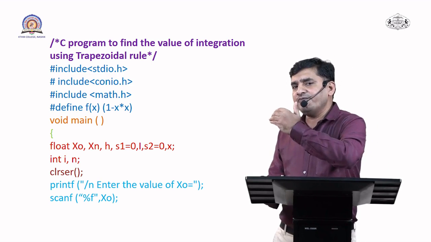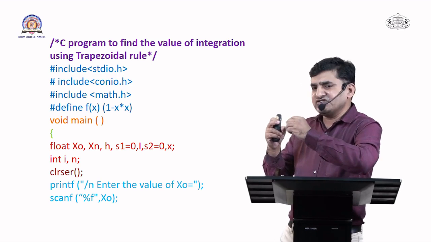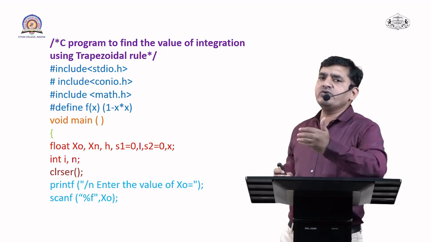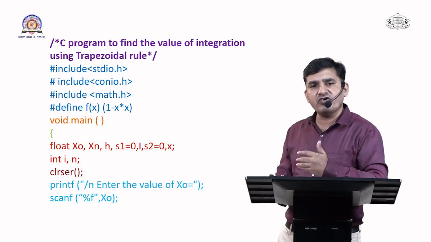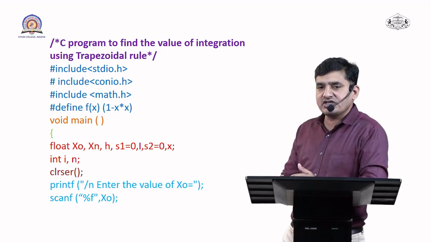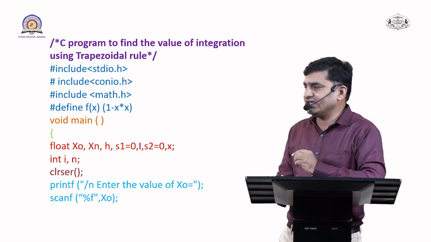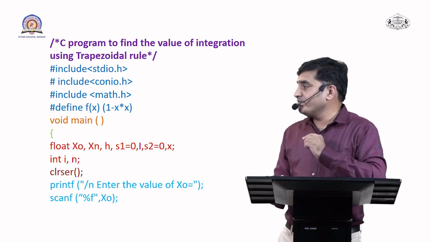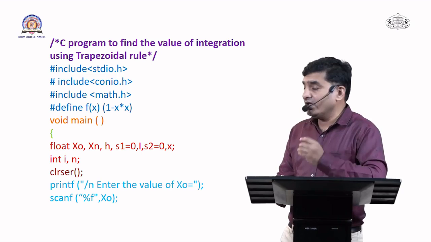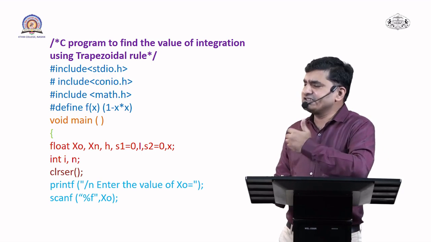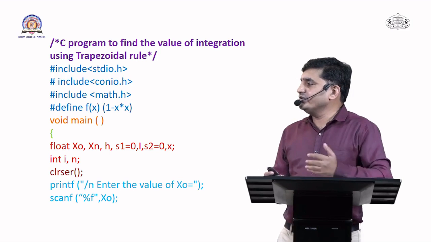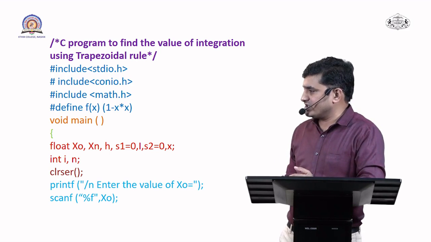Then when we see the message, that is, enter the value of x0, now we have to enter the value of x0. For that we use the input function, that is the scanf function. Scanf %f, why %f? Because x0 is a floating point variable. Then x0 is given to the computer by using this input function.